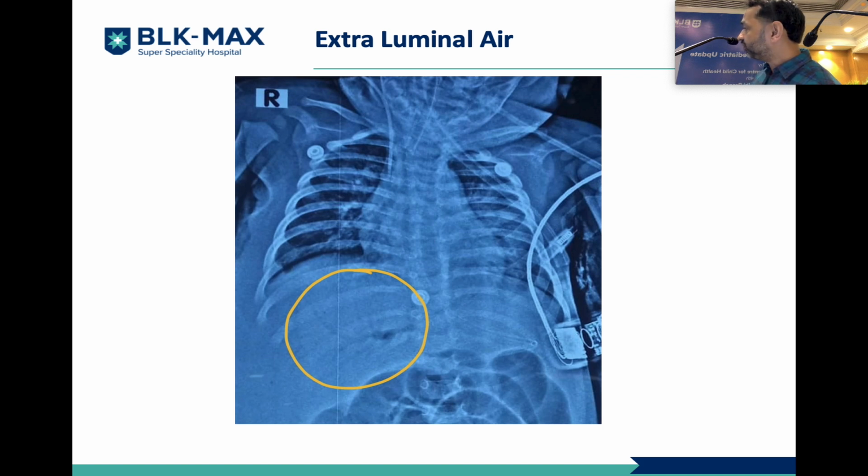This is an X-ray of a similar picture, the same child, and when we looked at this X-ray retrospectively, there was also gas seen in a branching pattern over the right liver. So this was gas present in the portal vein. These are important findings which should never be missed, because if you delay your diagnosis, the child can become more critical.